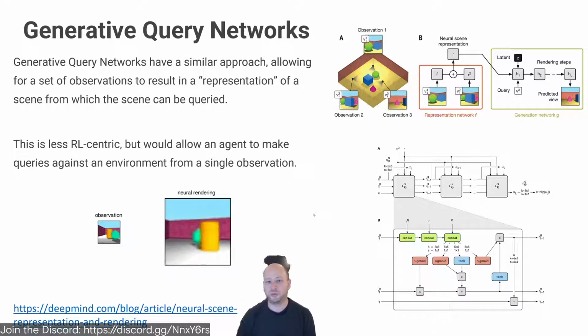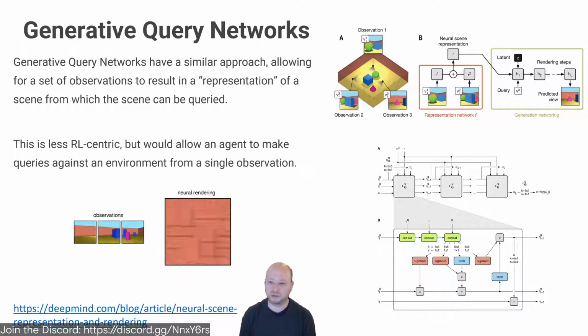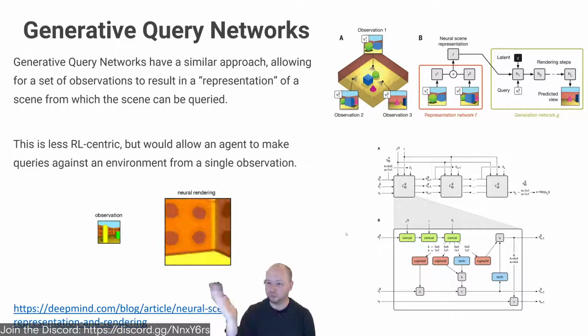Another thing that generative query networks do, again outside of the context of RL, is allow you to do scene arithmetic. So we learn this representation, and now we can imagine environments that don't even exist by subtracting different environments against each other and things like that. But that's a little bit beyond the scope of this.